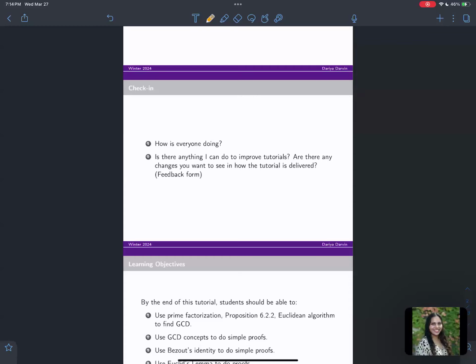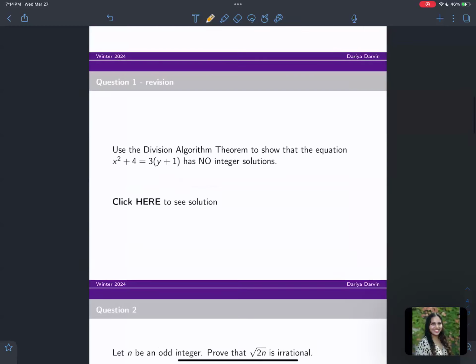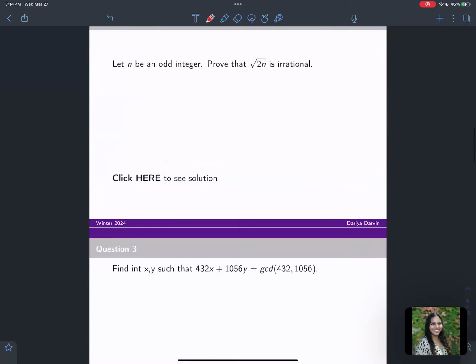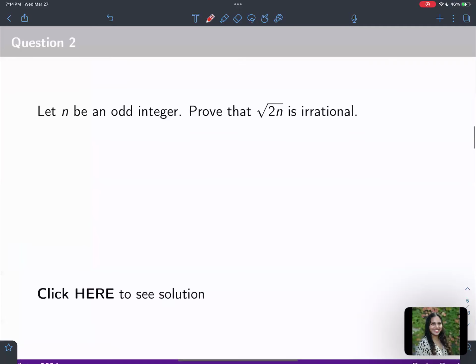Okay, so today let's go straight into the topic. There are some questions here as usual that you can watch the videos. This is just a reminder of the division algorithm. Questions like this are very, very common.